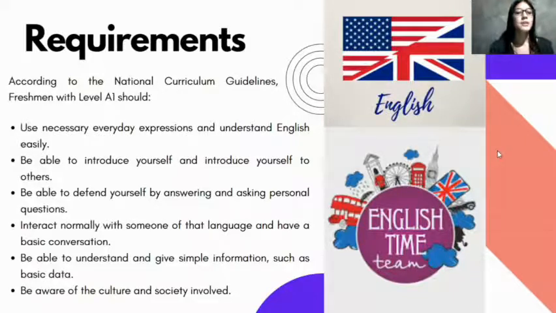Be able to introduce yourself and others. Be able to defend yourself by answering and asking personal questions. Interact normally with someone of that language, have a basic conversation. Be able to understand and give simple information such as basic data. Be aware of the culture and society involved.